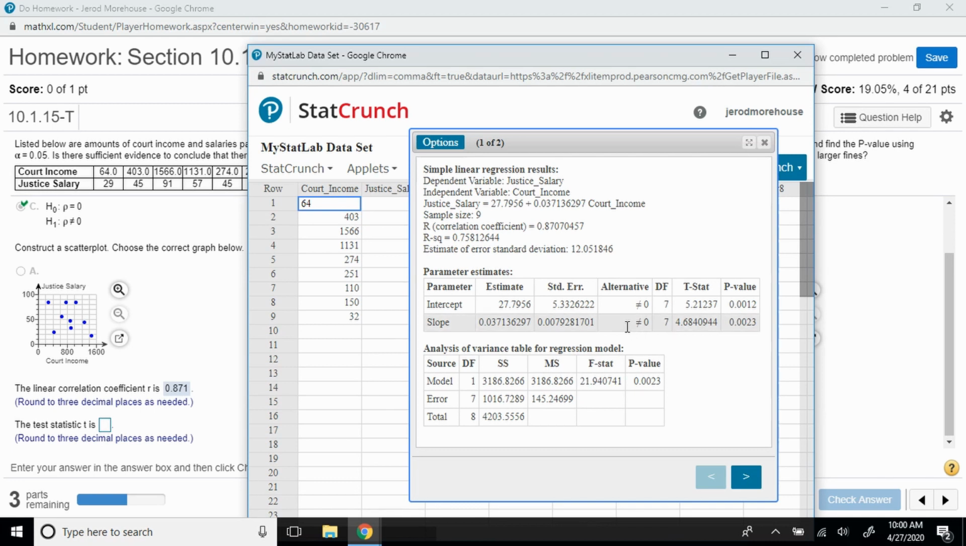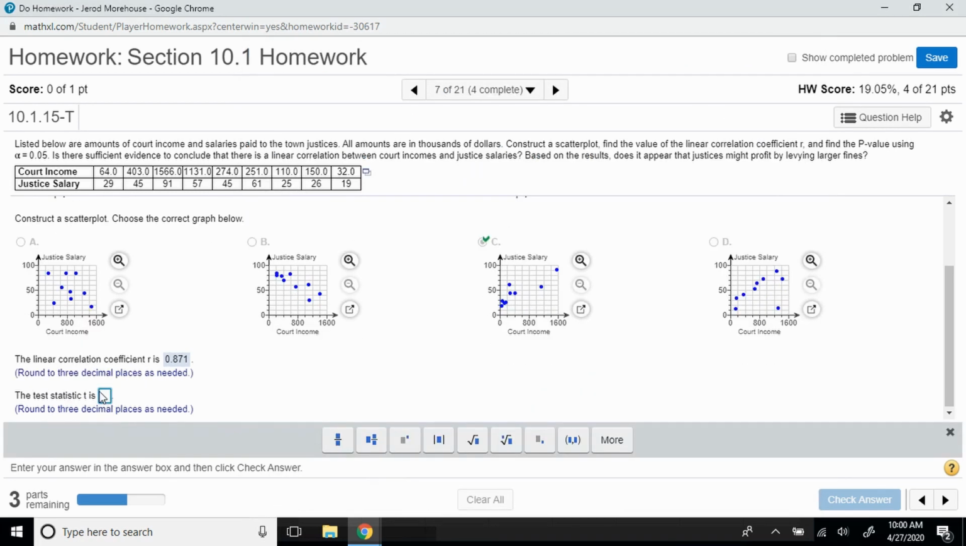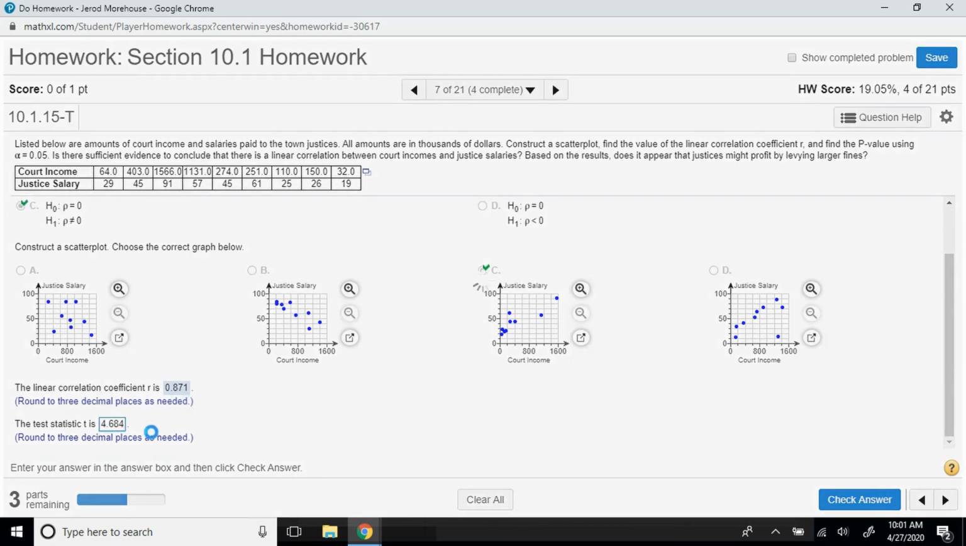Well, when we ran this linear regression, what it did is it ran a test on the slope and got a t-test statistic of 4.684 and a p-value of 0.0023. Since running a test on the slope is equivalent to running a test on the correlation coefficient, we can use this test statistic and p-value to answer the question we have about our correlation coefficient. So here, to 3 decimal places, 4.684. All right, it liked it.